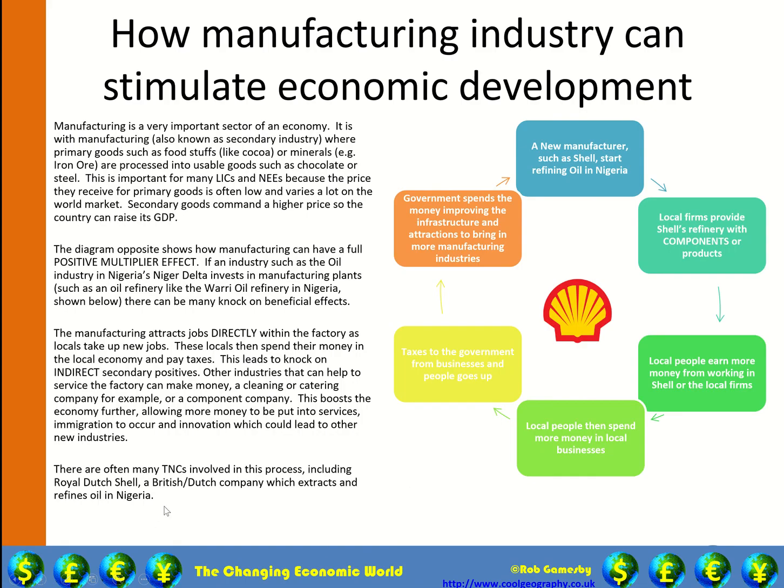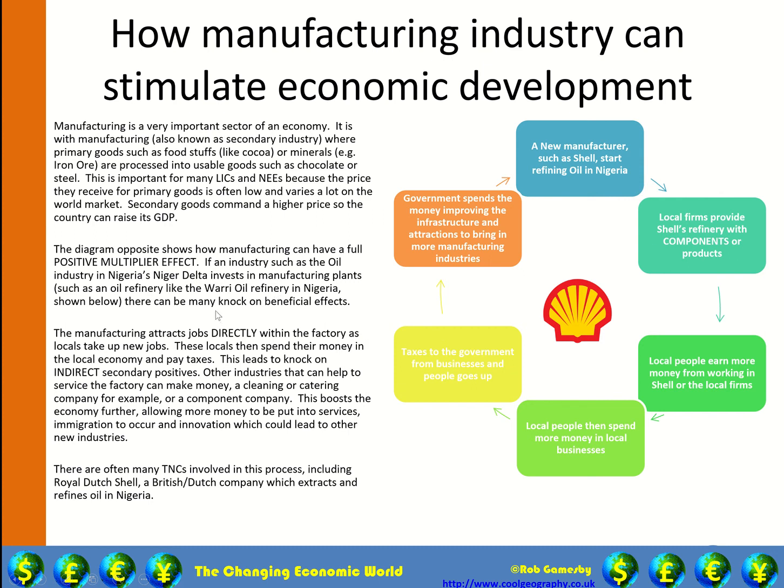There are hopes for Nigeria. The big hope is manufacturing, and we're going to look at that again on the next video. But it's a very important sector of an economy because it stimulates other industries. So they take primary industries and turn them into usable goods. So they might take cocoa beans and turn them into chocolate. Okay, it's very important for newly emerging economies because the price they receive for primary goods is low, whereas secondary goods command a higher price.